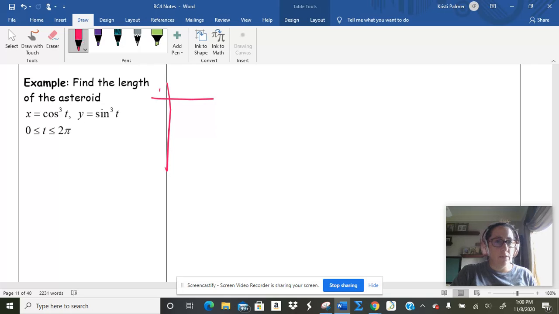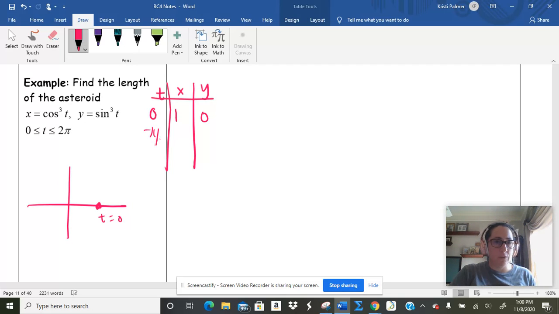So let's start with some t values and see where I get for x and y. Let's start when t is 0. So cosine of 0 is 1. 1 cubed is 1. And sine of 0 is 0. As I graph this, I know I am at this point right here when t is 0. Okay?